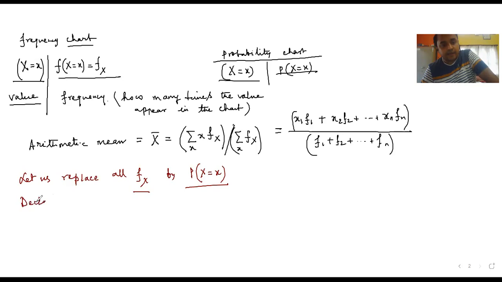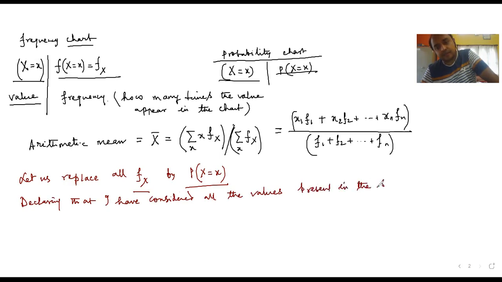Now I'm declaring that my chart is complete. I have considered all the values present in the sample space. Then you know from the definition of the probability mass function that in this case the total probability, summation p(x), will be equal to 1.